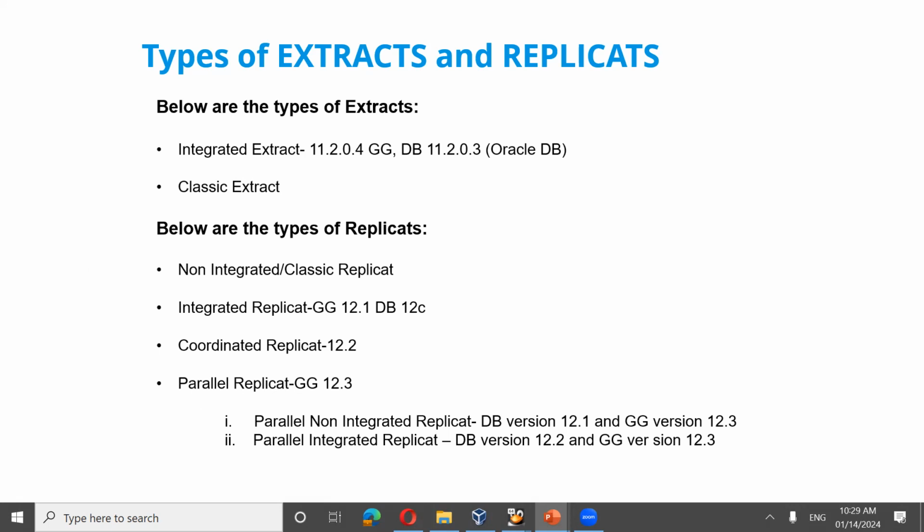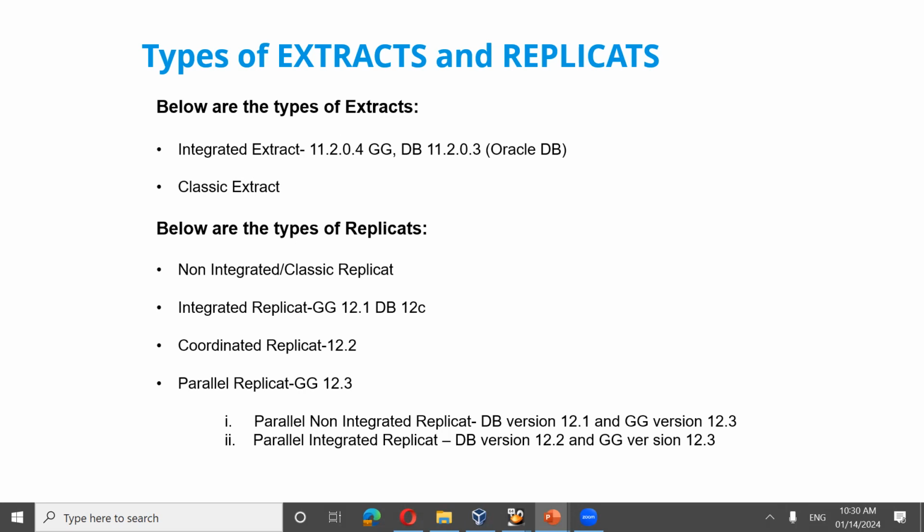So classic extract is available since the beginning of Goldengate. Integrated extract was introduced from Goldengate 11.2.4 and database version 11.2.3 Oracle. Integrated extract, in fact, is available only for Oracle database. Classic extract is available for non-Oracle databases. Now, there are different types of replicates as well. So if you don't know about architecture, you will understand when we discuss in the next few slides. But what extract process means is the extract process extracts the data from source, and the replicate process in Goldengate helps in applying that data to the target database.